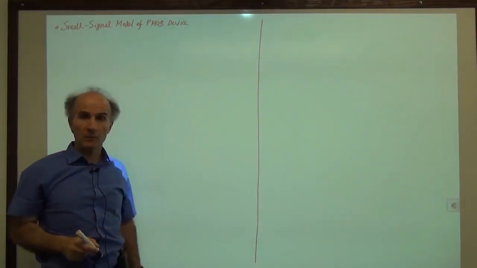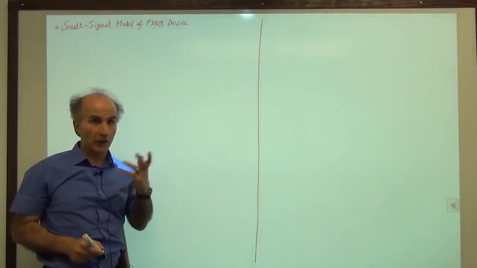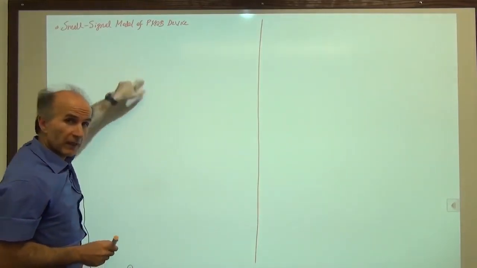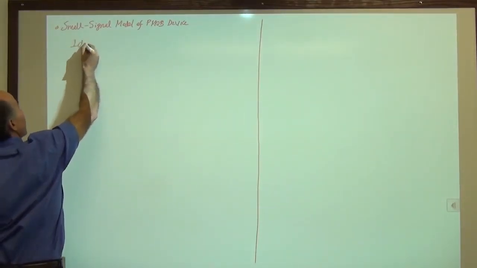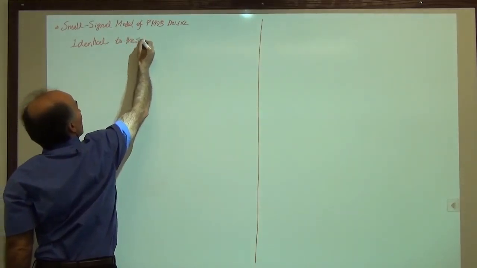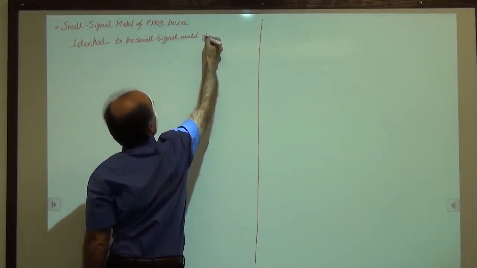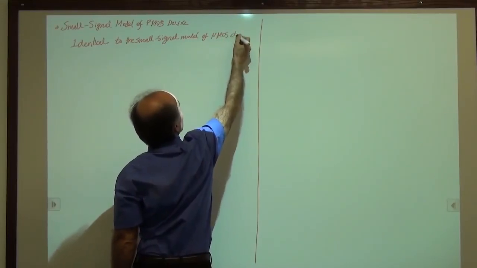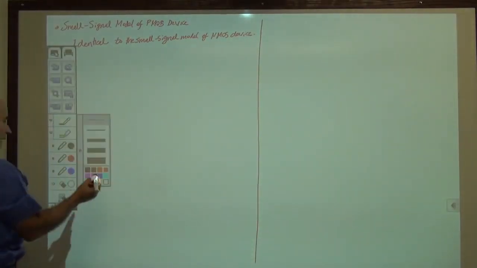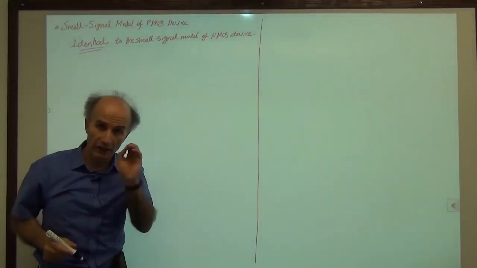All right, so I will say this once, and I want you to memorize it once and for all. All right, this is very important. I don't say this very often, but this is very important. So the small signal model of the PMOS device is identical to the small signal model of NMOS device. And I will underline this twice so that you remember they are identical.